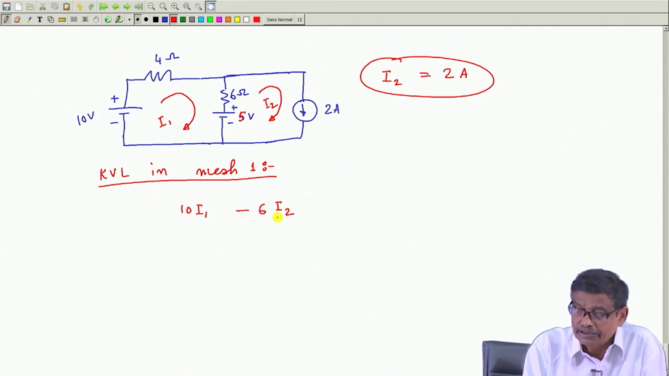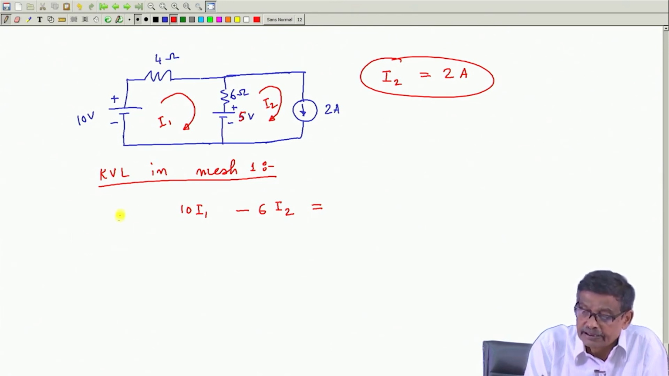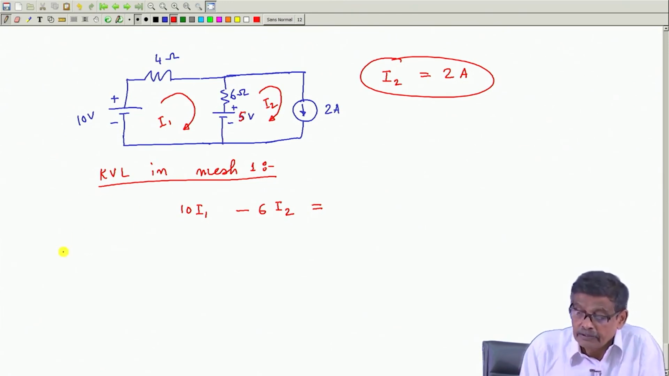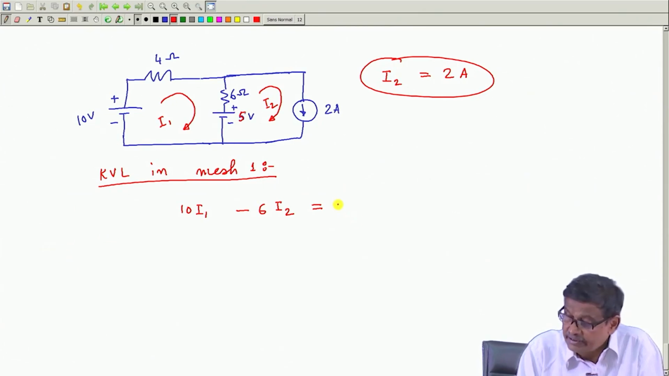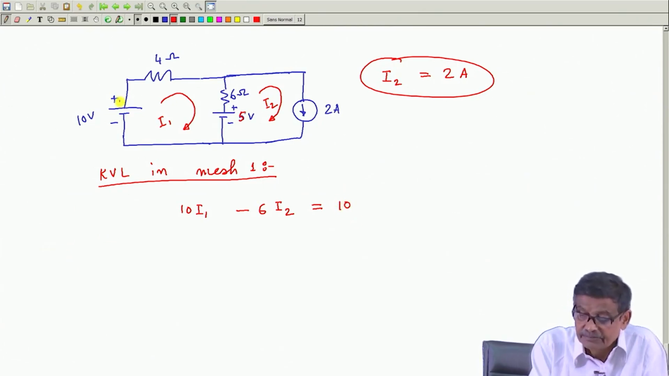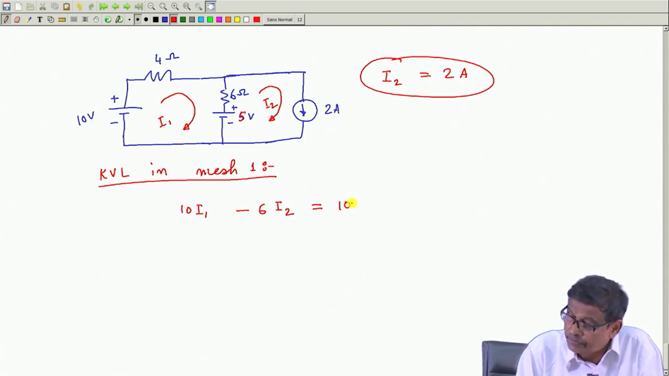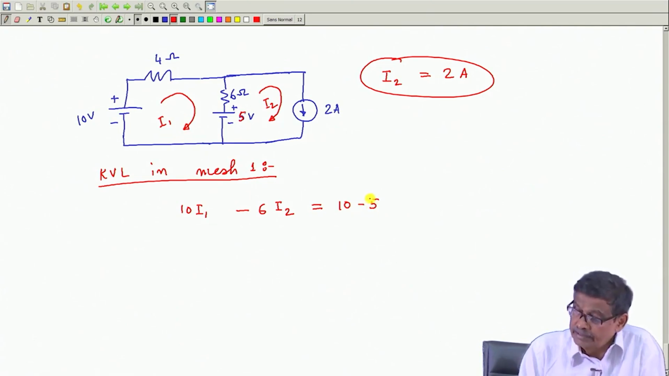And only 2 meshes, so 2 mesh currents, and on the right hand side I should write down the sources acting in mesh 1. It will be 10 because polarity of battery is such that it aids this I 1 direction, minus 5, is not that is equal to 5.